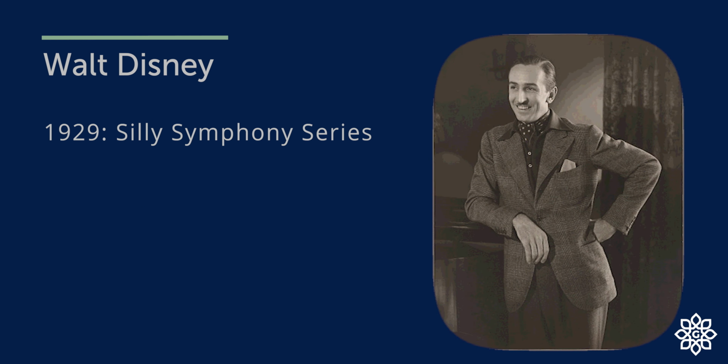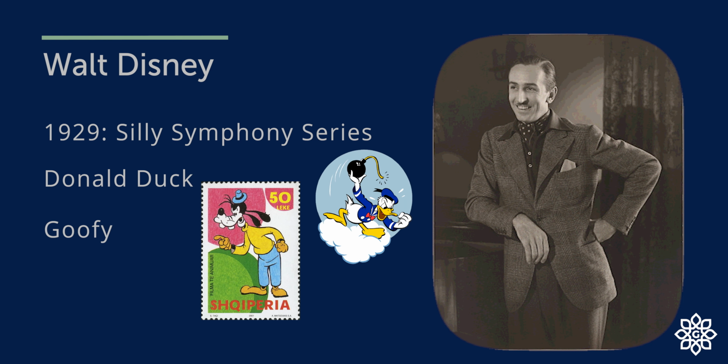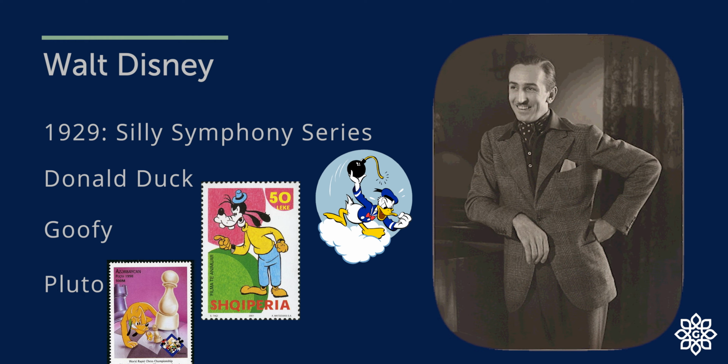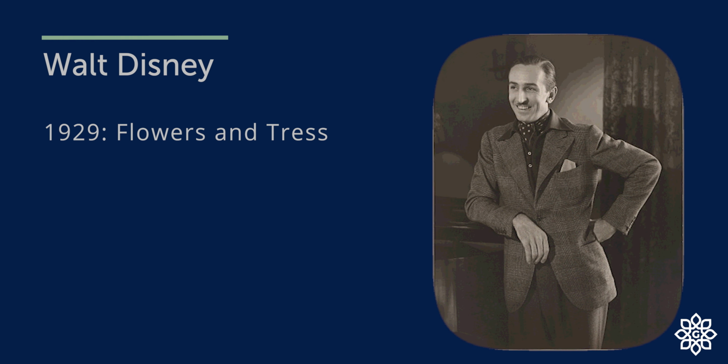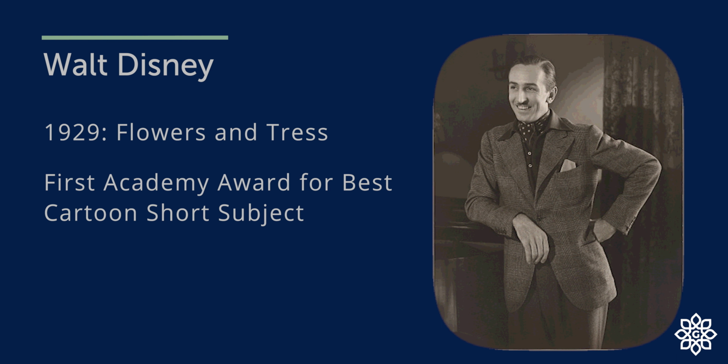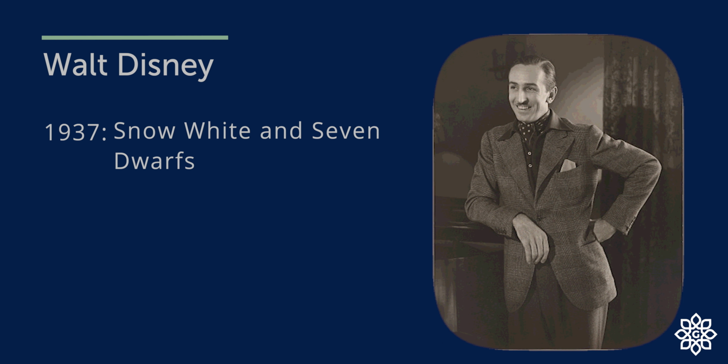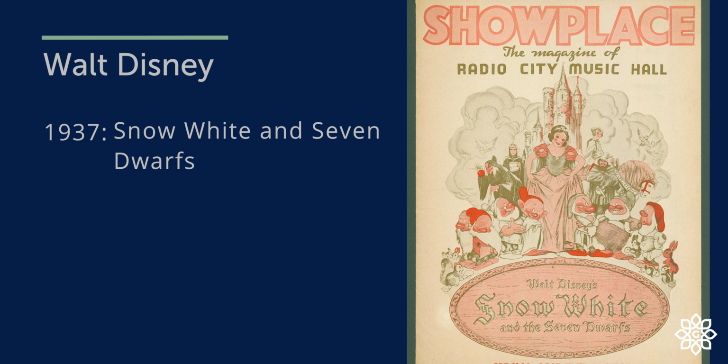In 1929, the Silly Symphony series of 75 musical short films featured characters like Donald Duck, Goofy, and Pluto for the first time. In 1932, a Silly Symphony cartoon, Flowers and Trees, won the first Academy Award for Best Cartoon Short Subject for Walt Disney. In 1937, Disney released its full length animated film called Snow White and the Seven Dwarfs at a cost of $1.4 million at the time.